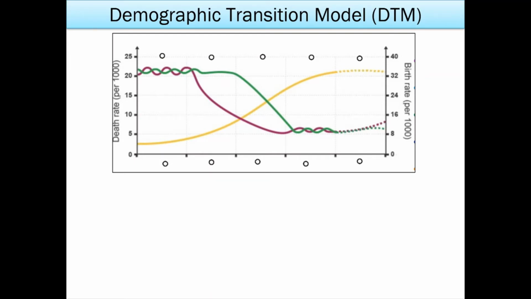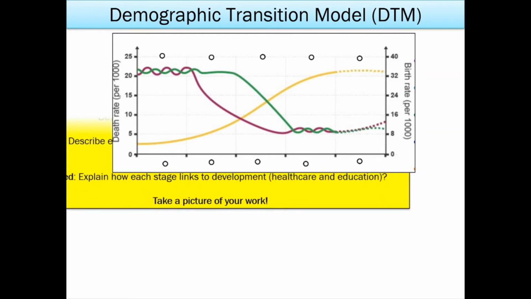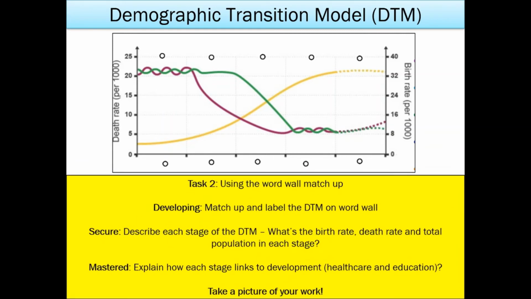So moving on to learning objective 2 of this lesson, we're going to look at the demographic transition model, which you've already looked at once before in a full lesson. First of all, for our developing task, we're going to use our word wall matchup activity. So for developing task, you're going to open up the word wall activity and match up and label the DTM.